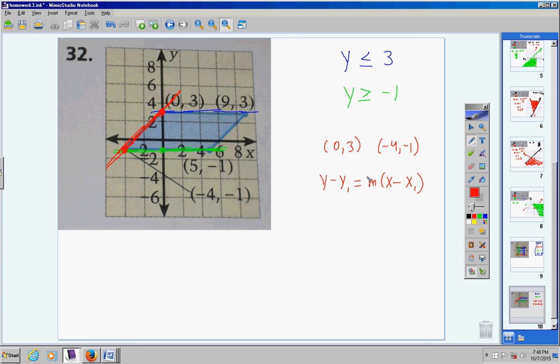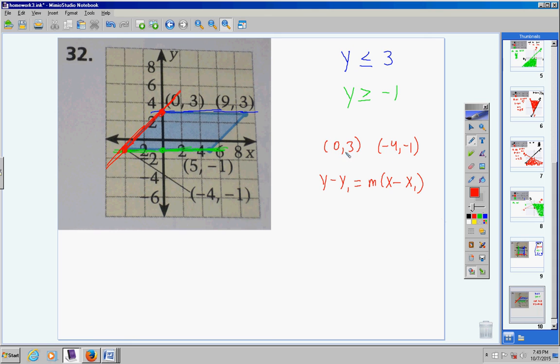First I must find the slope so that I can substitute it in right here. So y minus y would be 3 and -1, and my y is 3 minus -1. My x's are 0 and -4, so x minus x. 3 minus a -1 is 3 plus 1, 4. 0 minus a -4 is 4. 4 over 4 is 1. So my slope is 1.